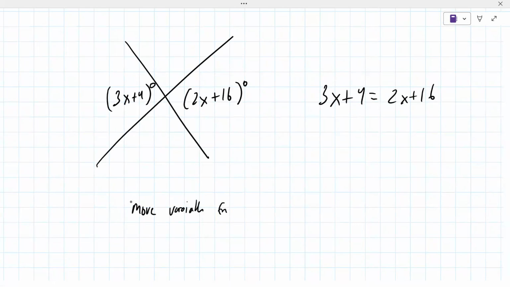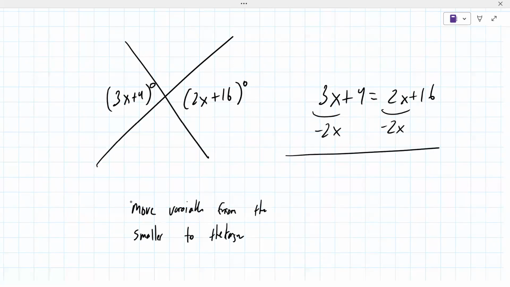So the idea here is that you move the variable from the smaller to the larger. Which is smaller, 2x or 3x? 2x. Okay, so you're going to subtract 2x from both sides. Tell me what the left side becomes.